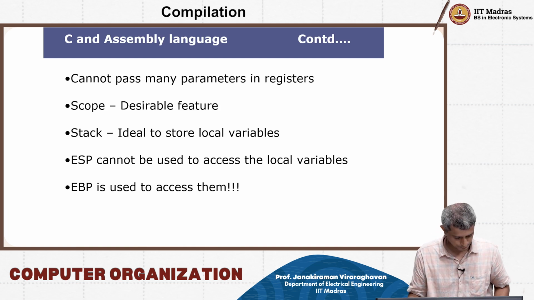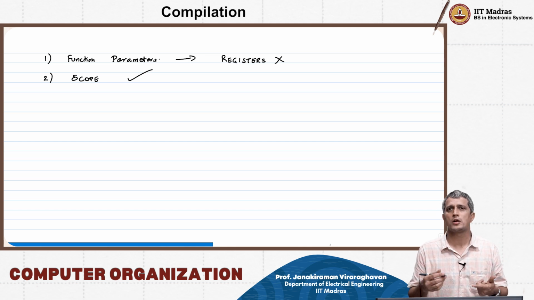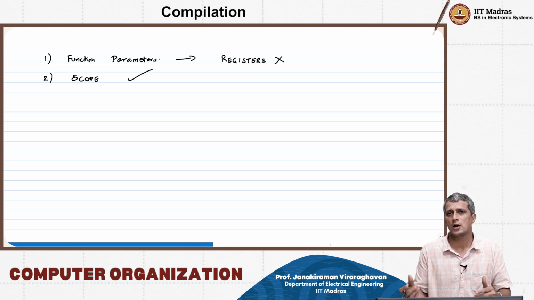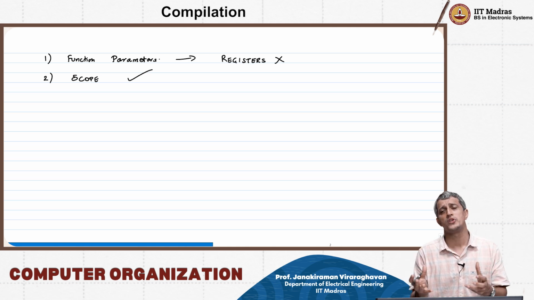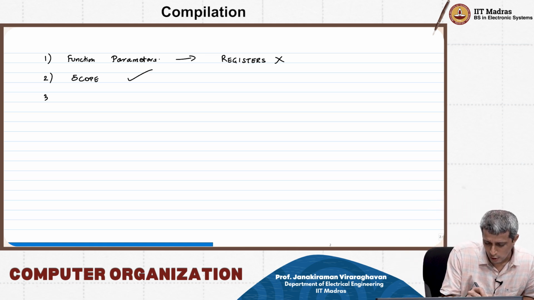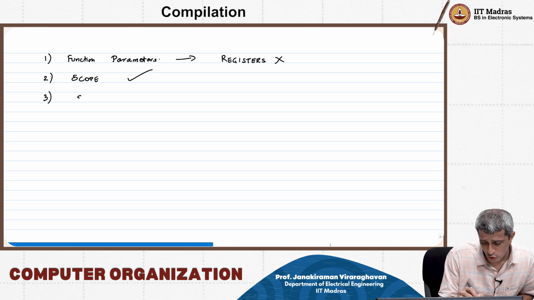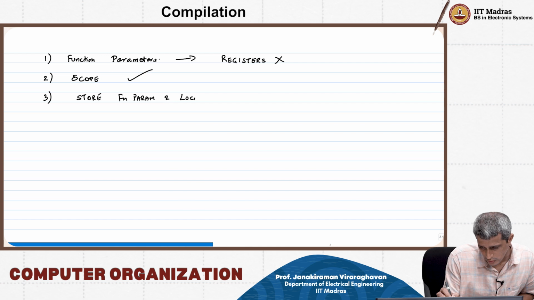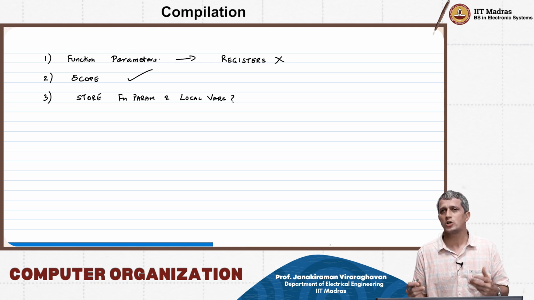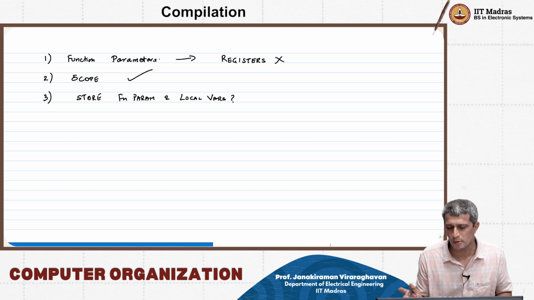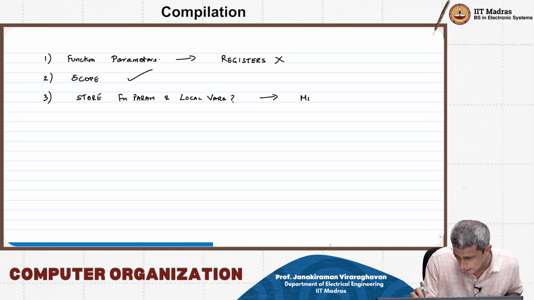Okay, now given that I cannot send function parameters on registers, and local variables, again I can't put them in registers because I can have any number of local variables and stuff like that. Where do I put these variables? Where do I store function parameters and local variables? Where do I store them? Now, of course, the answer is if not registers, you need some storage, it has to be memory. So the answer is of course going to be memory.